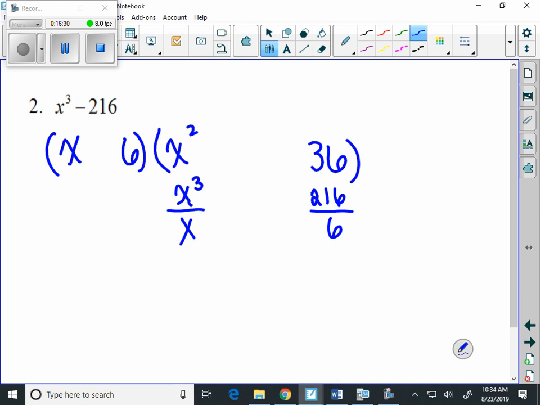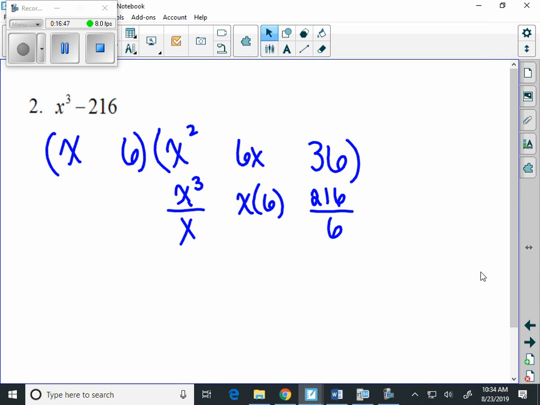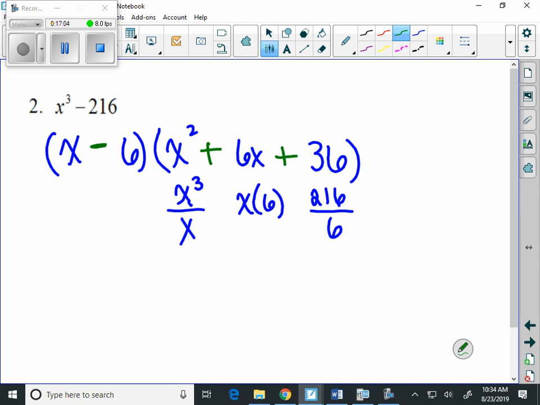The middle value in our big parentheses is determined from the little parentheses. X times 6. Again, we like to have the number written first. 6x then. And finish by putting in the signs. Same sign. It was minus, so we're going to start with minus. Same sign. Then go to our next sign. Opposite sign. Always positive.